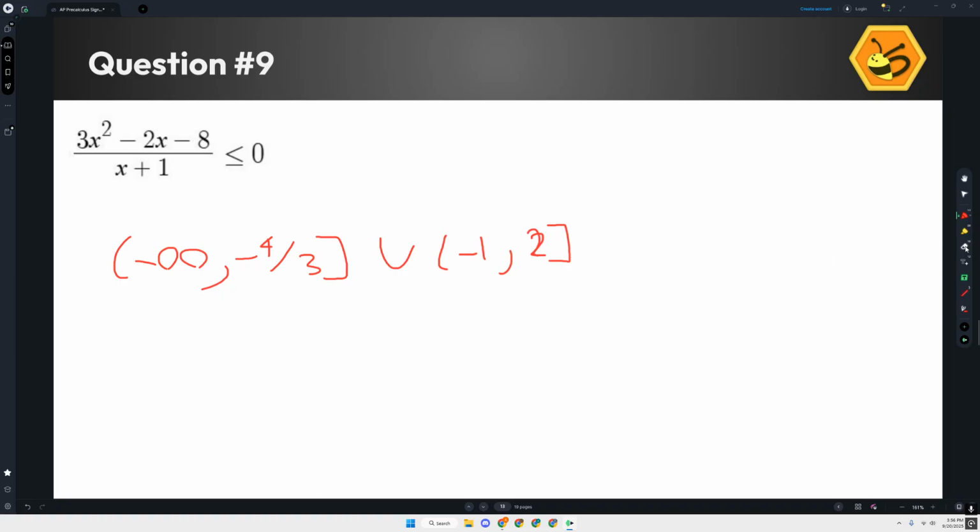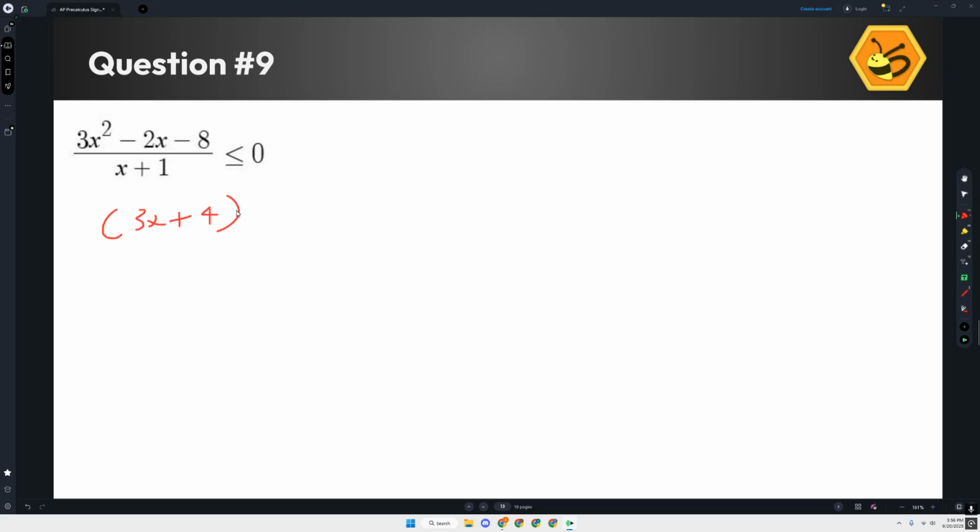How do you get that? Okay, yeah, I can explain that. Alright, so first step is to factor into factored form. So we would factor and we would get 3x plus 4 and x minus 2 divided by x plus 1 is less than or equal to 0.